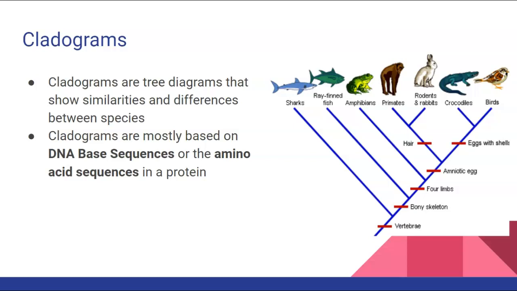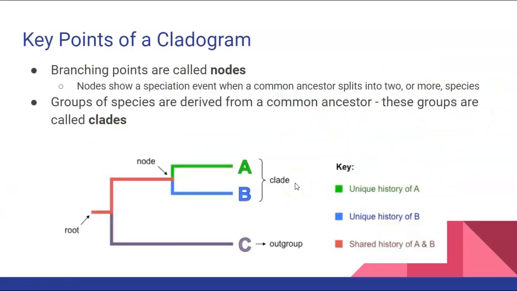We can also look at their amino acid sequences in a protein because, right, as DNA goes through protein synthesis, it does produce proteins. DNA is more specific, but we can use amino acid sequences because it's better than nothing, okay? So let's talk about all of the key points of a cladogram, and then we're gonna really go through a cladogram together. So the key points.